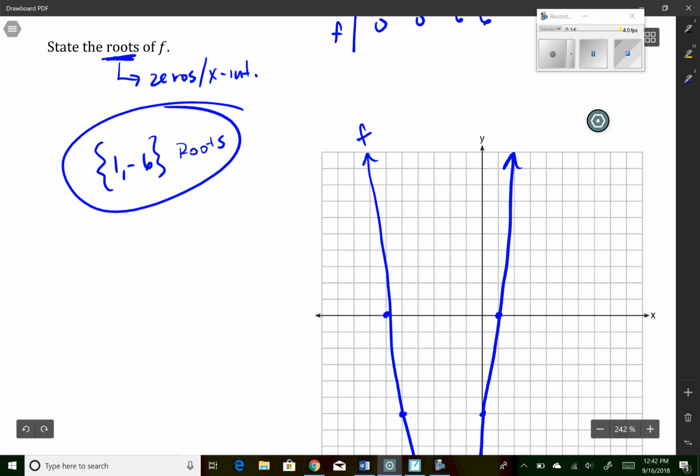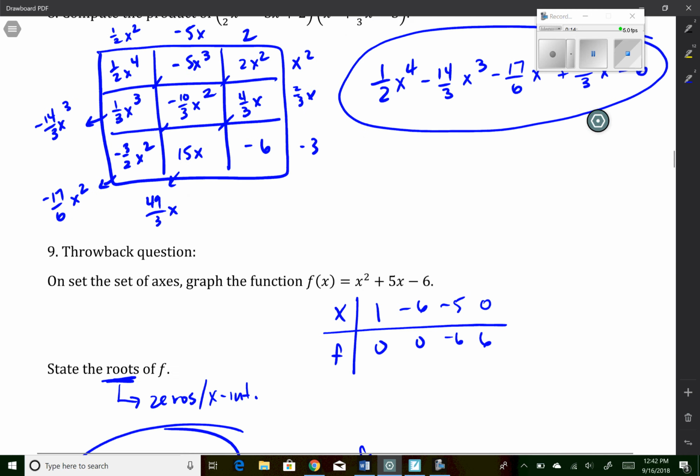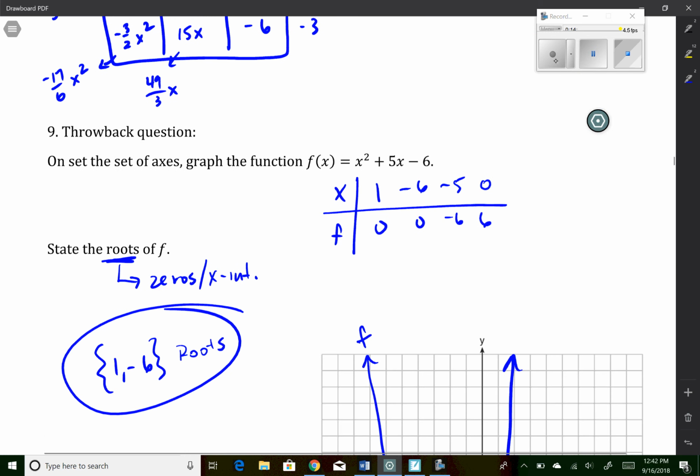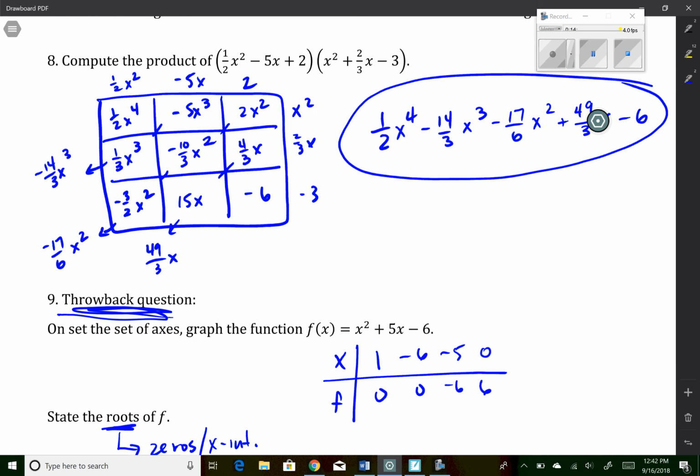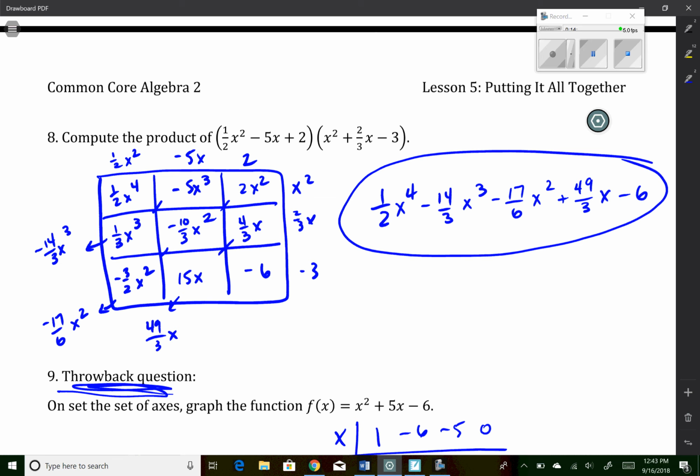Hopefully this video helped. Make sure that you understand this last question, it's a throwback question from Algebra 1, so if you don't remember it, we're going to do it. And some of this multiplication stuff really isn't that bad. Just use your calculator.